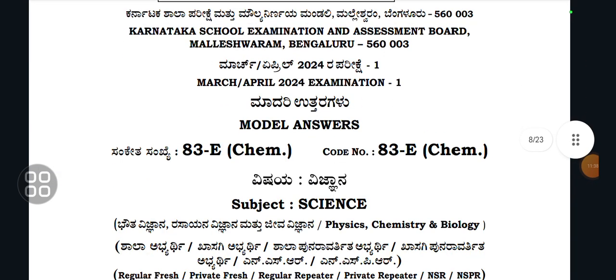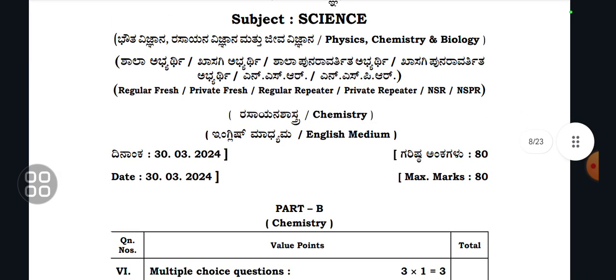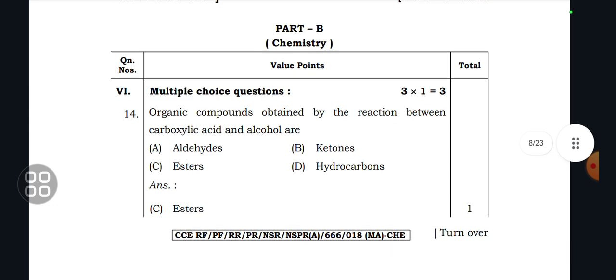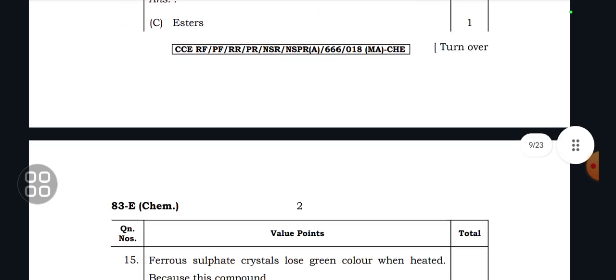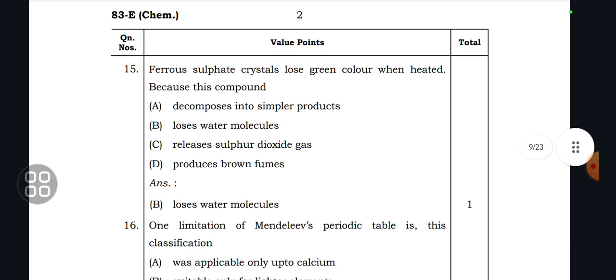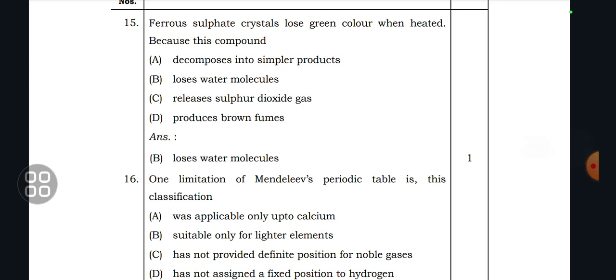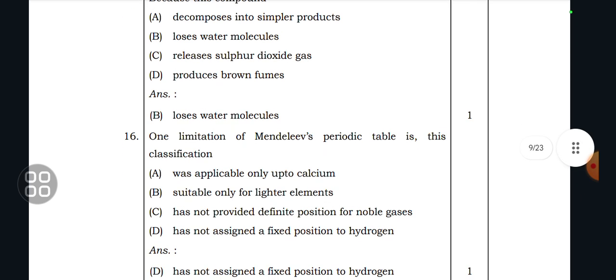The next section is chemistry. You can see over here organic compounds obtained by the reaction between carboxylic acid and alcohol are esters, the organic compounds which are obtained at the end of the reactions. See, this is another MCQ, total 3 MCQs from each section. That equals 3, 3, 3 and 2. In total they asked for 8 marks.